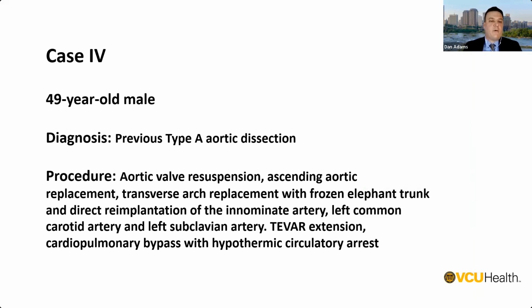This case was a 49-year-old male with a diagnosis of previous type A aortic dissection who underwent an aortic valve resuspension, ascending aortic replacement, transverse arch replacement with frozen elephant trunk, and direct reimplantation of the innominate artery, left common carotid artery, and left subclavian arteries. In addition to this very complex procedure, a TEVAR extension was also performed under cardiopulmonary bypass with deep hypothermic circulatory arrest.